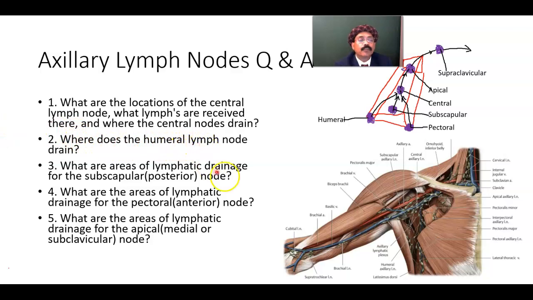Where do the axillary lymph nodes drain? Where do the humeral lymph nodes drain? The humeral lymph nodes continue as the brachial group of lymph nodes, and they open into the central lymph nodes. These are actually not one node, these are groups of lymph nodes. Then what is the area of lymphatic drainage for the subscapular nodes? The subscapular nodes drain the posterior axillary wall and related structures. Again, they go to the central group, the apical group, and the supraclavicular lymph nodes. Then they go to the venous angle, the left and right venous angles.